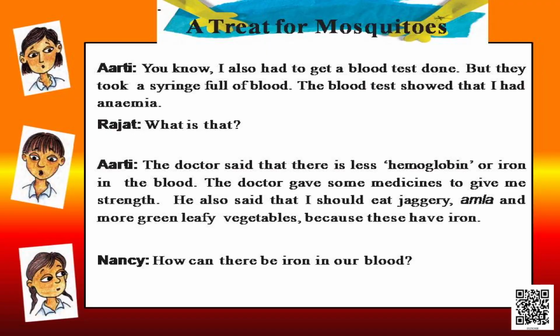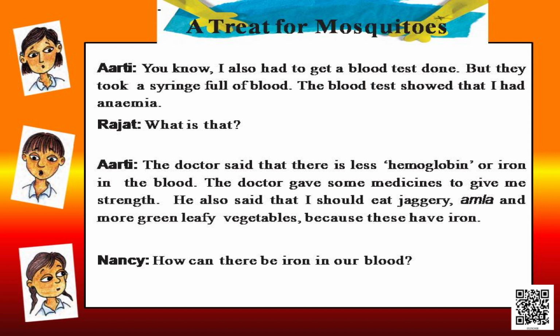Rajat didn't know anything about it, so he was curious to know. He asks, what is that? Aarti replies, she has the answer to Rajat's query. Aarti says, the doctor said that there is less hemoglobin or iron in the blood. The doctor gave some medicines to give me strength. He also said that I should eat jaggery, amla and more green leafy vegetables because these have iron.